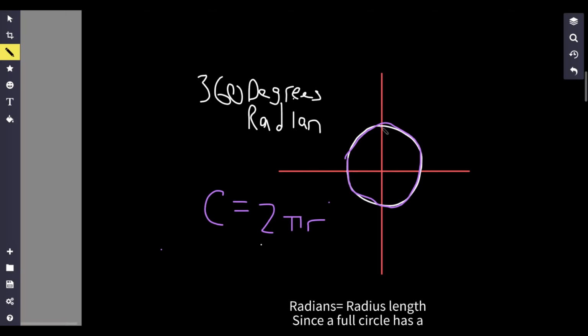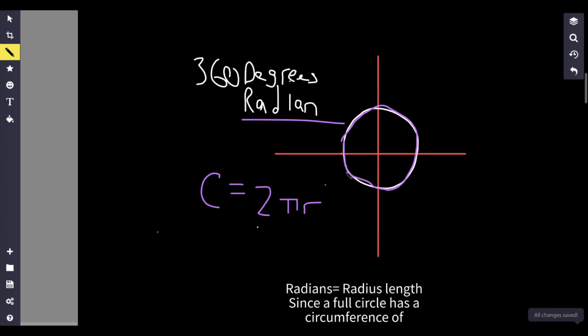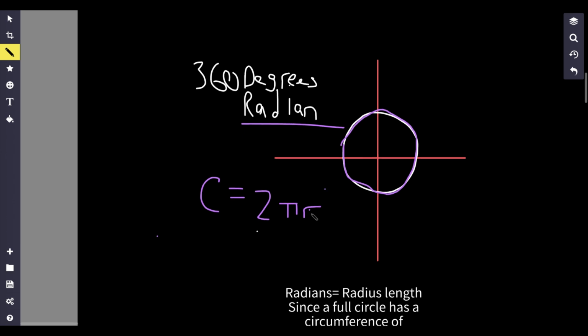We're going to learn about radians and how to convert from radians to degrees. A radian is a measurement for angles. So it's kind of like how you say 360 degrees, you're representing an angle. Radians are basically another unit for measuring angles.